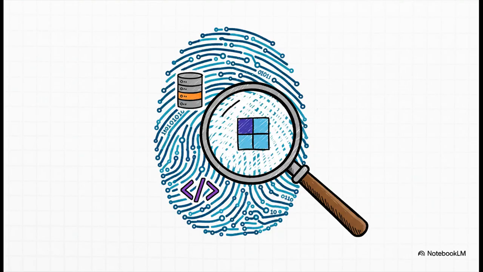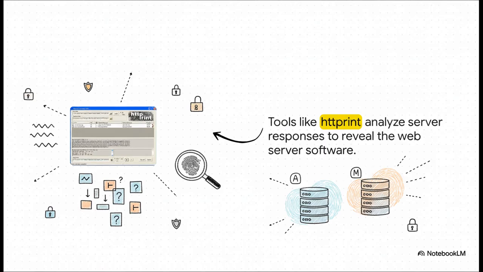You know how a crime scene investigator dusts for actual fingerprints? Well, a pen tester does something similar. They start by fingerprinting the website. They're on the hunt for any digital clues that reveal what's running the show behind the scenes. The web server, the frameworks, maybe even the operating system. And this is one of the ways they do it.